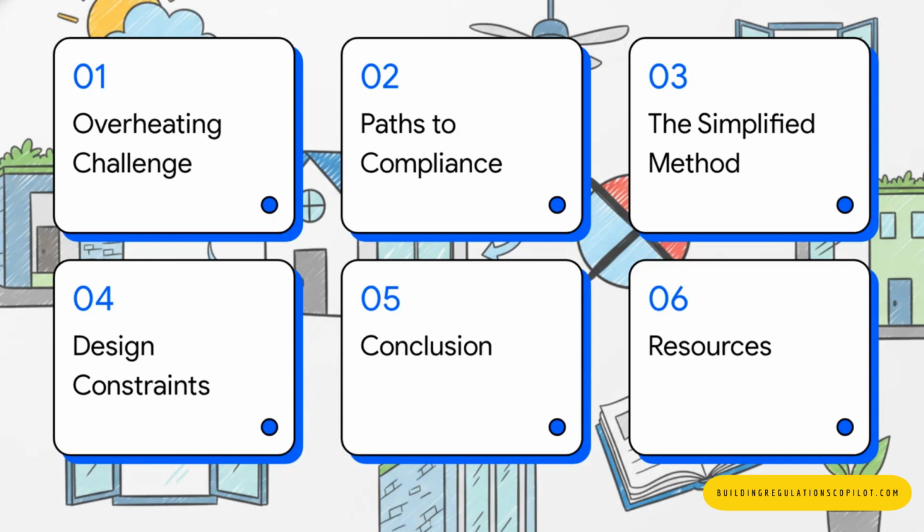So here's the game plan for this explainer. We'll kick off with the core challenge, then look at the two different roads you can take to comply. We'll do a deep dive into the most common path, and then, and this is crucial, we'll cover the real-world roadblocks that can stop a project in its tracks. Finally, we'll wrap it all up.